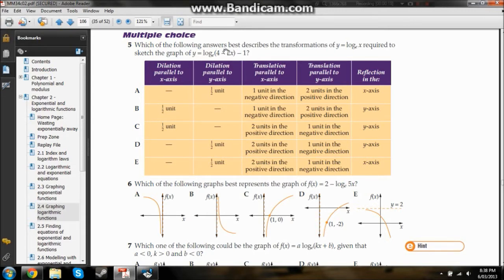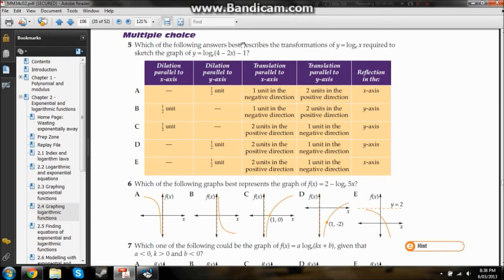So if you have a negative x inside the brackets, it's going to cause a reflection in the y-axis. So it can't be A already. We've got 4 answers left. And if you didn't know that, you can basically assume that's going to be reflected in the y-axis. Oh, sorry, E can be eliminated too. You could assume it because most of the answers are y-axis, but it is reflected in the y-axis if it's a negative in the brackets.